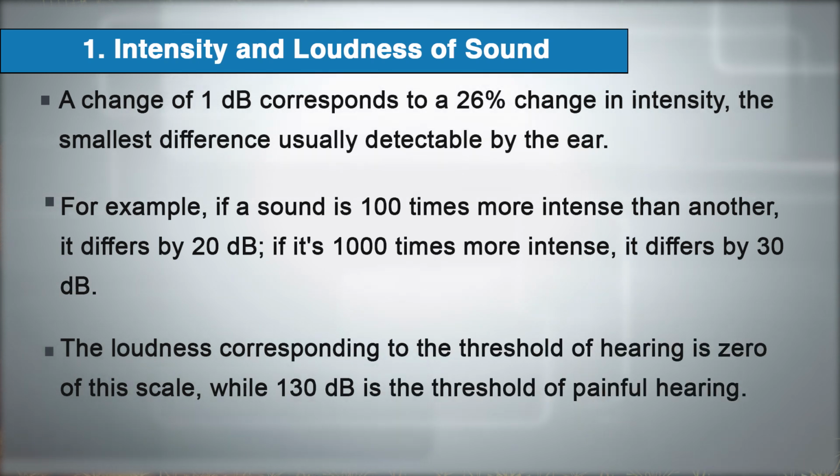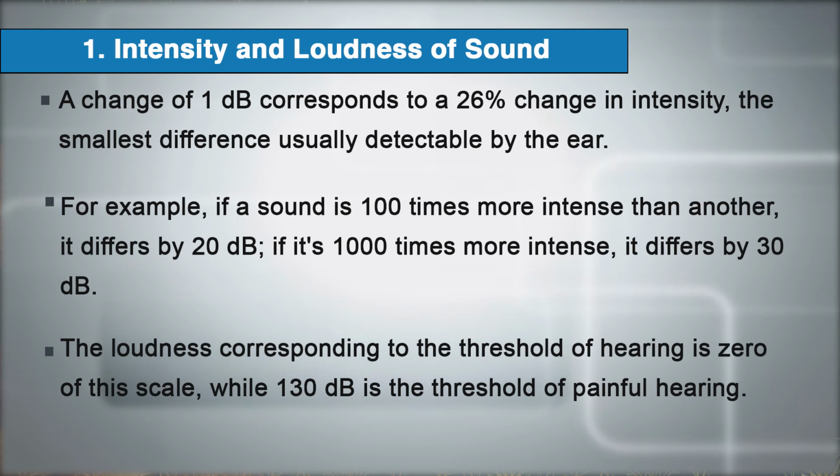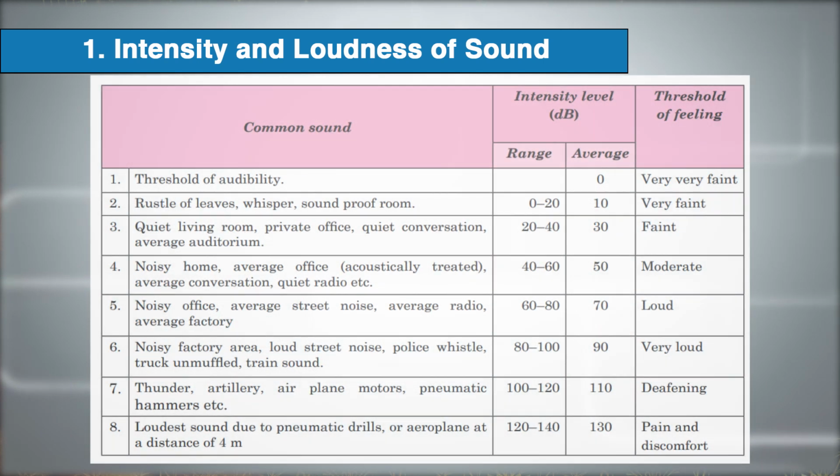The loudness corresponding to the threshold of hearing is 0 on this scale, while 130 decibel is the threshold of painful hearing. The following table gives the rating of intensity of sound in decibel. For example, threshold of audibility: intensity level is 0 decibel. Threshold of feeling is very faint.